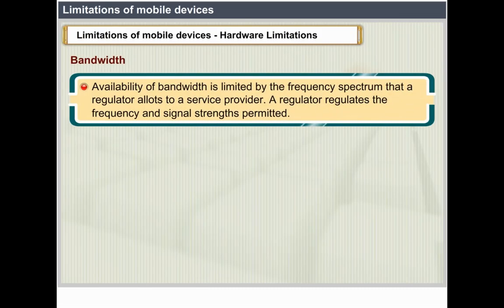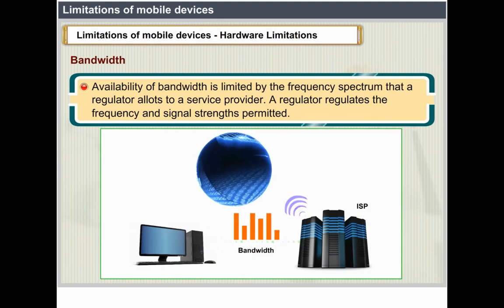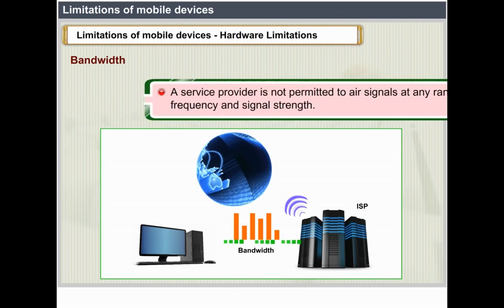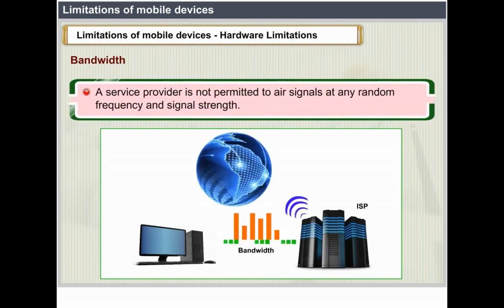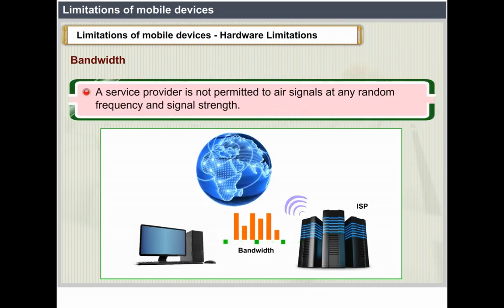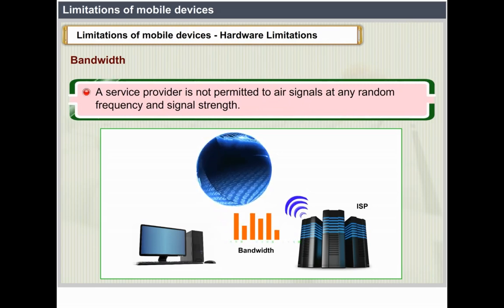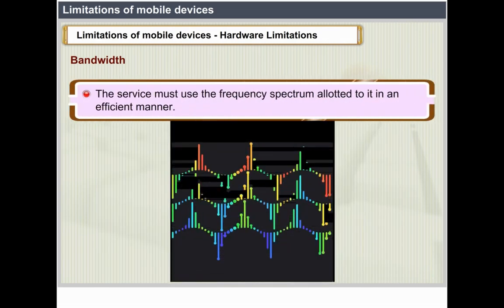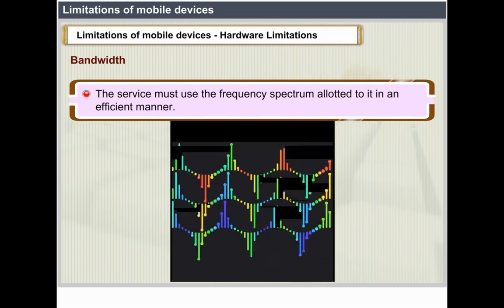Bandwidth. Availability of bandwidth is limited by the frequency spectrum that a regulator allots to a service provider. A regulator regulates the frequency and signal strengths permitted. A service provider is not permitted to air signals at any random frequency and signal strength. The service must use the frequency spectrum allotted to it in an efficient manner.